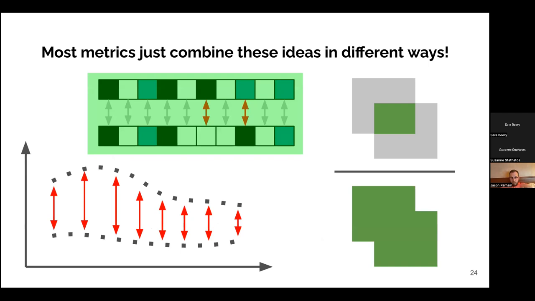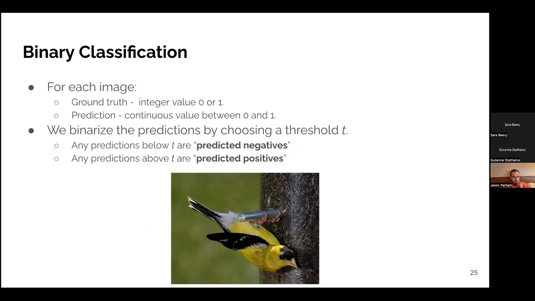And so in binary classification, most of what we're going to talk about is this. I'm going to keep using this slide as our guidepost. And so in binary classification, we mostly use these discrete metrics where we're trying to see, are these two lists of discrete objects similar or different? And so just to remind you all of the binary classification setting, for each image, we have a ground truth value, which is 0 or 1. And we make a prediction, which is some kind of continuous value between 0 and 1. And that's just what the network spits out.